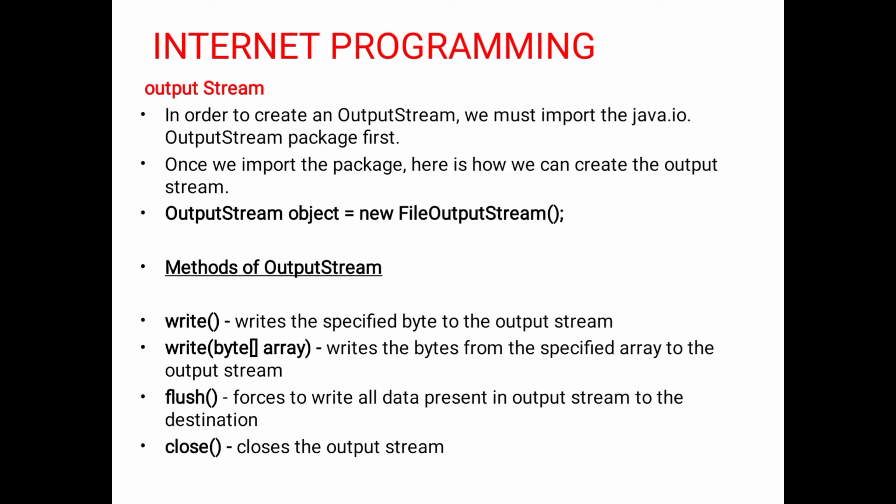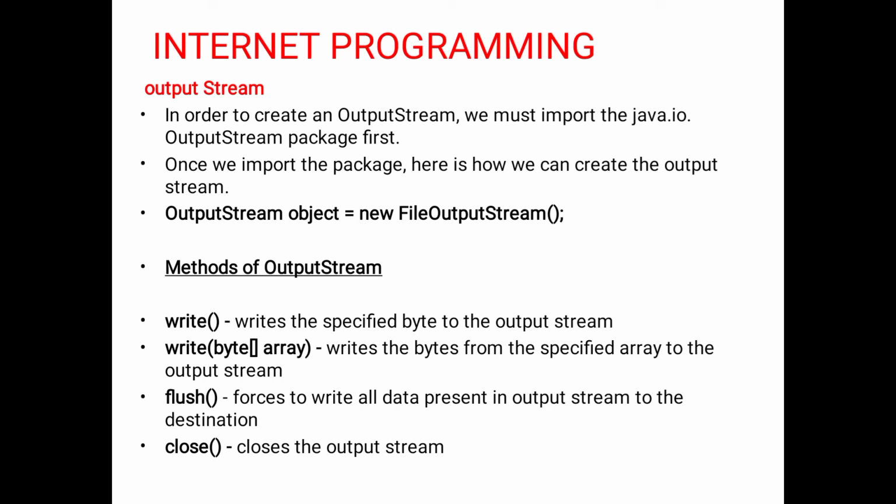Coming to the output stream, in order to create an output stream we must first import the java.io.OutputStream package. Once we import this package, we can create the output stream. How to create it? OutputStream object = new FileOutputStream(), and using this we can create the output stream.